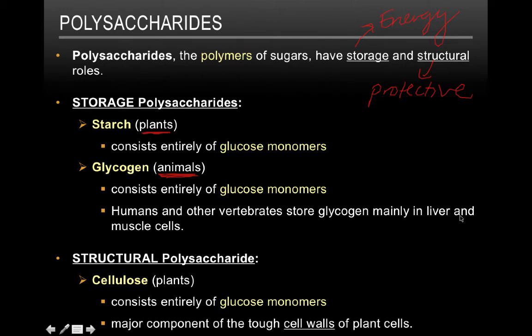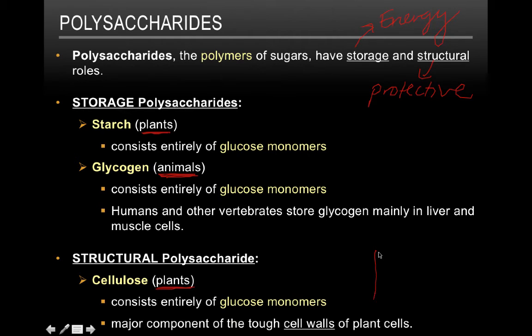A third example of a polysaccharide that has a structural role for an organism is that of cellulose, and cellulose is made by plants. Once again, cellulose is an example of a polysaccharide that is made entirely of glucose monomers, and once again, they are joined together by dehydration synthesis, although in a different fashion than the previous examples above, to create a unique type of polysaccharide. Cellulose is the major component of the tough cell walls of plants.